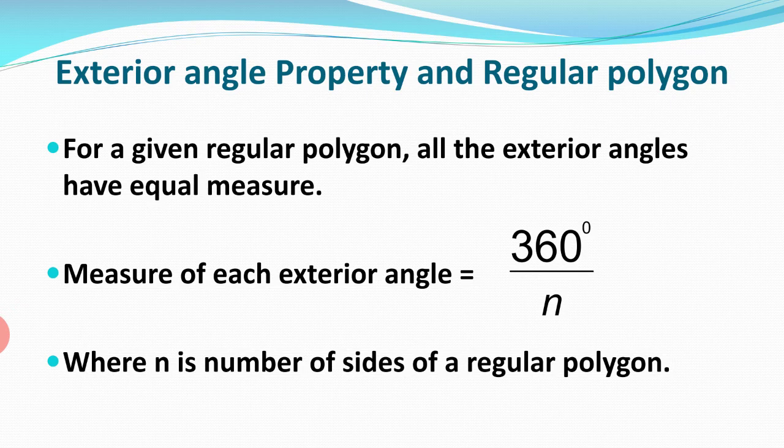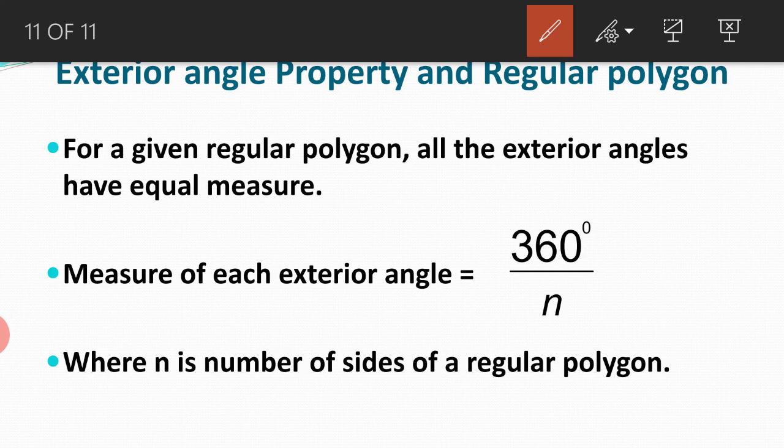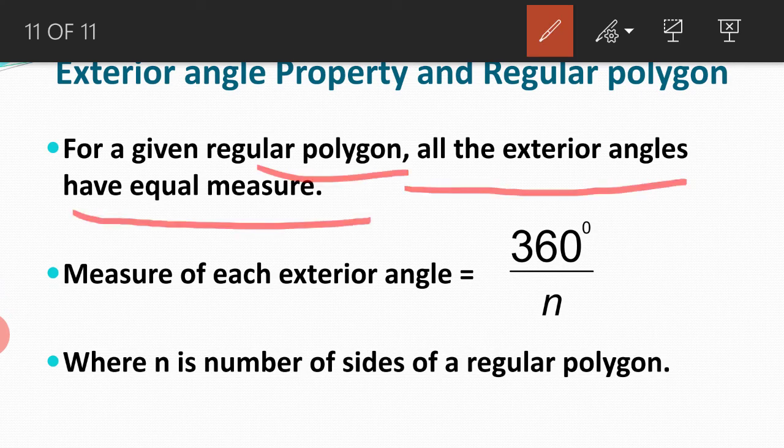As all the exterior angles for regular polygons have equal measure, can we get the measure of an exterior angle? So of course yes, the sum is always 360 divided by n, and this formula is very important.